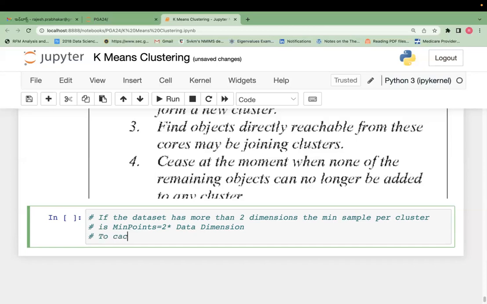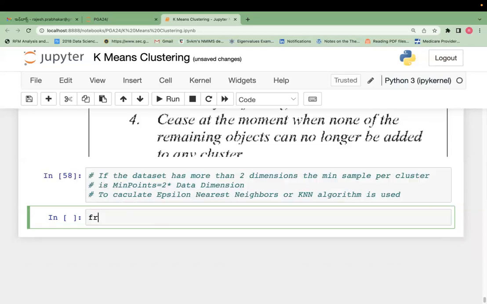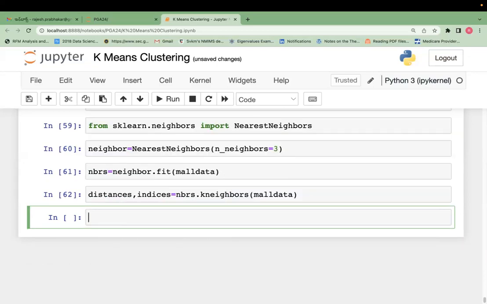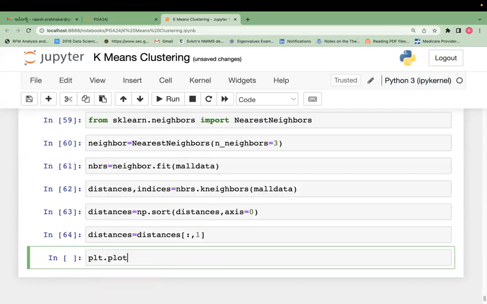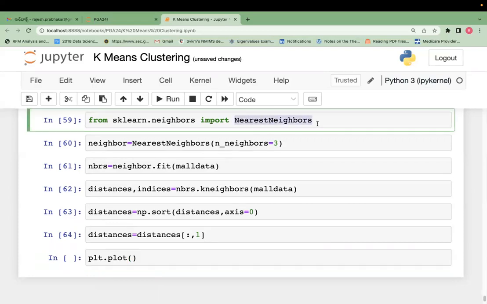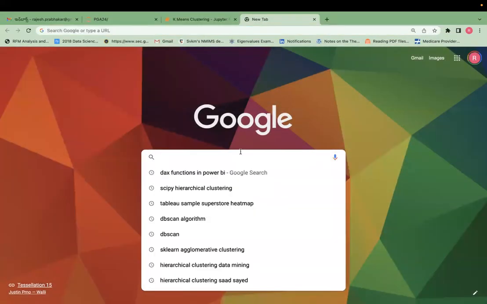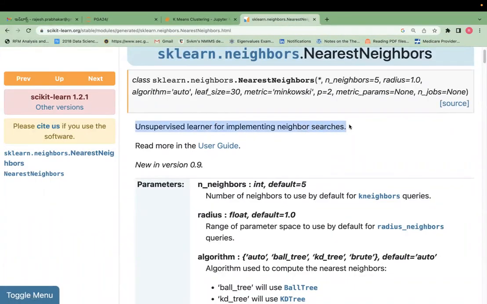To calculate nearest neighbors, we import from sklearn dot neighbors. With nearest neighbors, we're calculating the distance between the closest points. You have to give the number of neighbors, how many neighbors you want, say 3 neighbors. Yesterday I told you that for KNN you need a dependent variable. For clusters you don't need a dependent variable. But we are using nearest neighbors just to calculate the distance between points. We are not using the KNN algorithm. Nearest neighbors is a function to calculate the distance, an unsupervised learner for implementing neighbor searches.